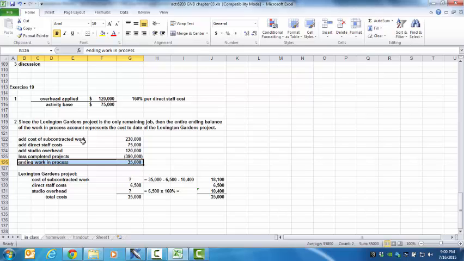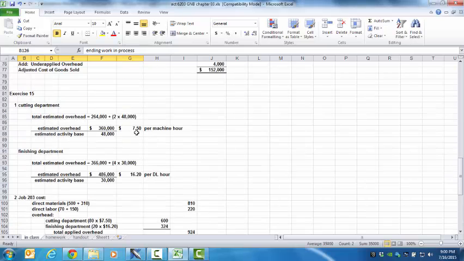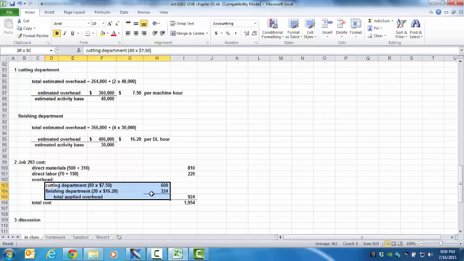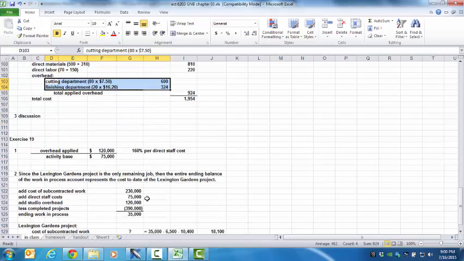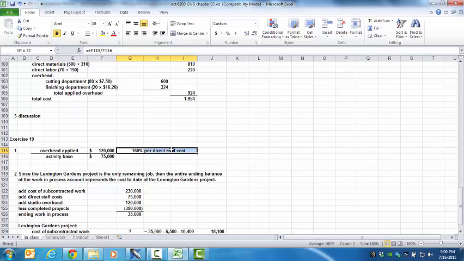This problem is rather unique because it doesn't give you the estimated overhead, nor does it give you the total estimated direct staff costs. But I know the relationship when you use one of these rates is going to be maintained when you calculate overhead. So if I look at the overhead that was applied here and compare it to the direct staff costs, the relationship of that rate should still be there. That comes out to 160% of direct staff cost. That's the rate.